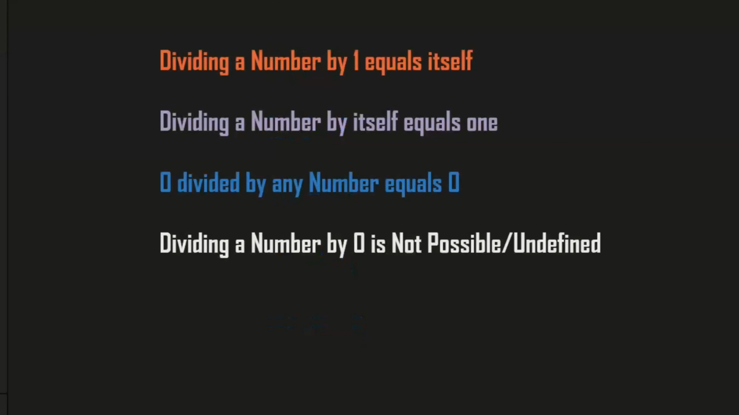Now please go over these rules. Dividing a number by 1 equals itself. Dividing a number by itself equals 1. 0 divided by any number equals 0. Dividing a number by 0 is not possible or undefined. These two, dividing a number by 1 equals itself, and dividing a number by itself equals 1, are interconnected. So if you like, you can write them down as one rule.